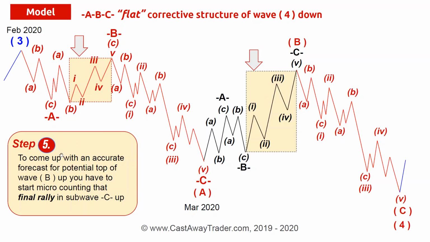So to come up with an accurate forecast for a potential top of wave B, we are talking about a potential top of the whole pullback which started in the middle of March 2020. We need to start micro-waves. I highlighted here a similar pattern. When we got the first drop in February 2020, we got a similar ABC up of a lower magnitude, of a smaller size. It was still important.